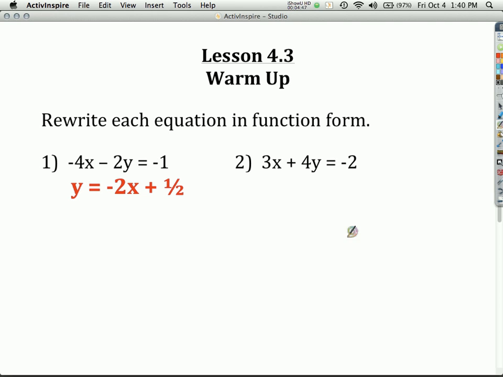Number two, what did you get? We'll start with Tristan, then Brian, and then Alicia. Y equals a half. Okay. Y equals half minus 3 over 4x. Okay. Y equals negative 3/4 x minus 1/2. Okay, so that was slightly different. Y equals negative 3/4 x minus 1/2. Okay, so we get y equals negative 3/4 x minus 1/2.